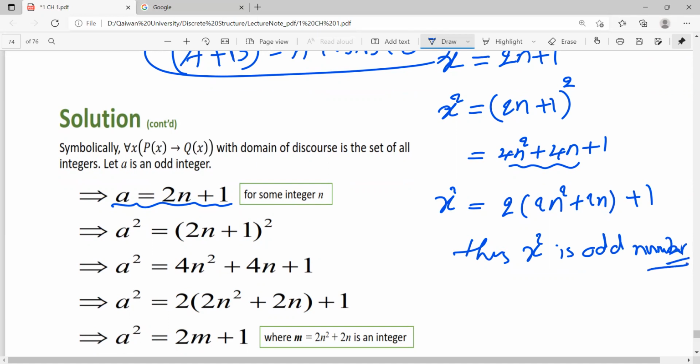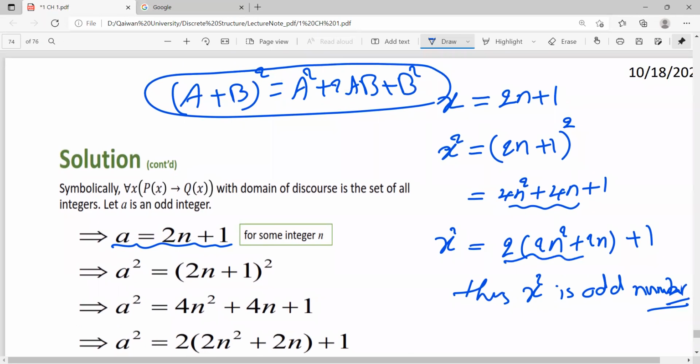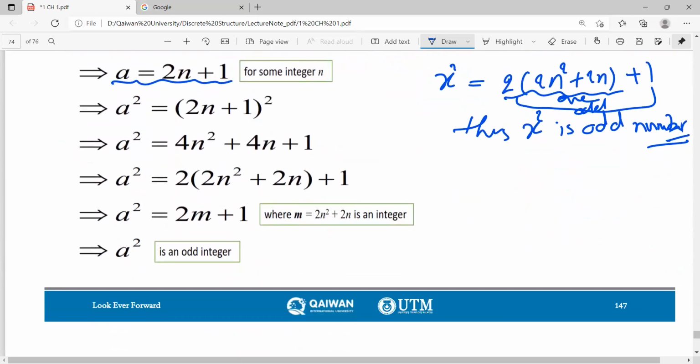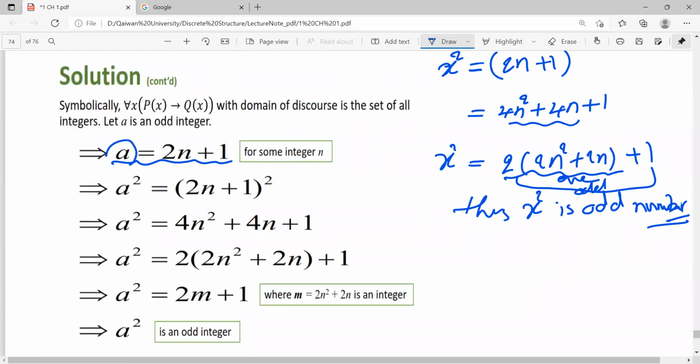If x is odd, then x squared is odd also. As you see here, we prove that it's an even number, and altogether it's odd. Okay, so here we prove that if x is odd, then x squared is odd also. And here it's proved by a. It's just replace x by a.